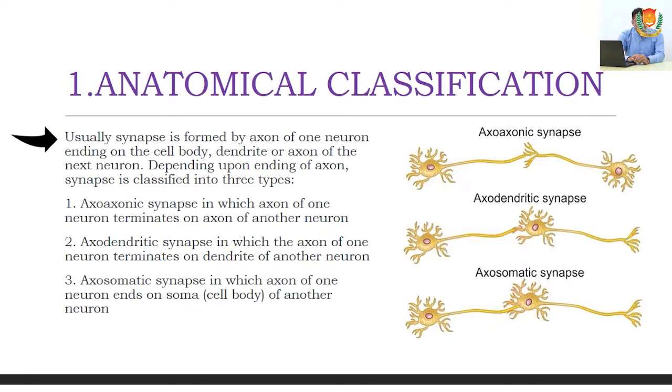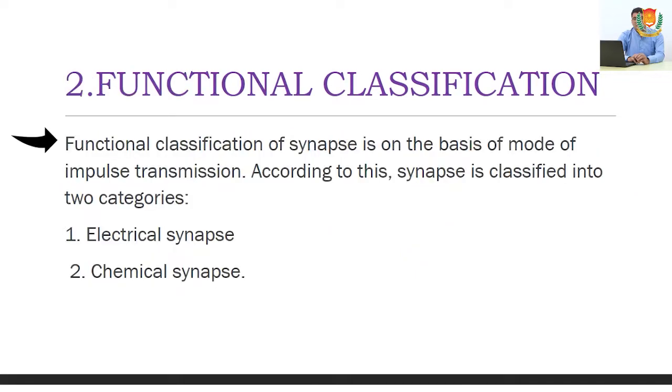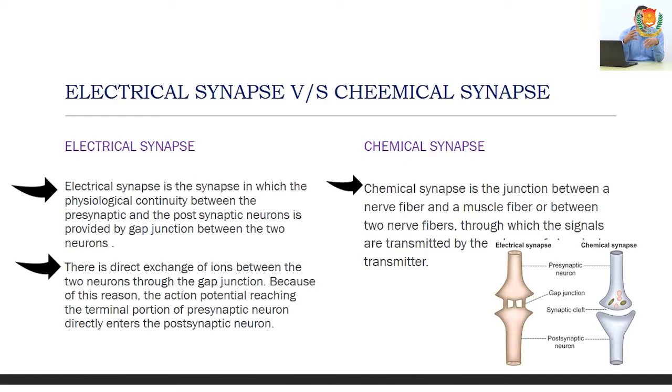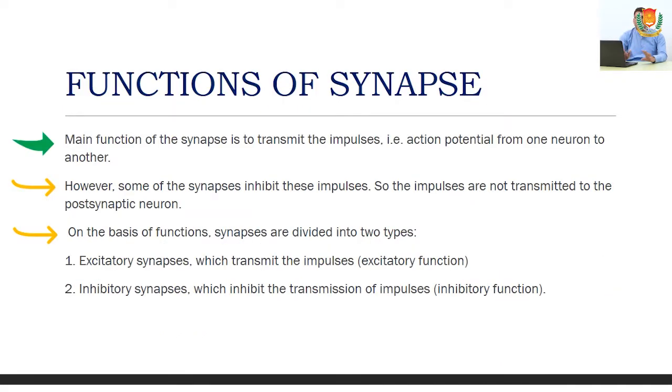If we talk about the functional classification, it is according to the function, or we can say जो impulse transmit हो रही है उसके अकॉर्डिंग इसे टू कैटेगरीज में डिवाइड किया गया है, इलेक्ट्रिकल साइनेप्स एंड केमिकल साइनेप्स. इलेक्ट्रिकल साइनेप्स में हमने डिस्कस किया था, जो इम्पल्स ट्रांसमिट हो रही है वो गैप जंक्शन के थ्रू हो रही है, और केमिकल साइनेप्सिस में न्यूरोट्रांसमीटर is responsible for passing the impulse from one neuron to another neuron. Clear? If we talk about the functions, there are two functions, excitatory mechanism and inhibitory mechanism.